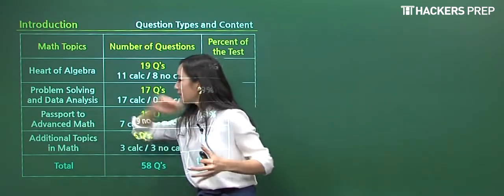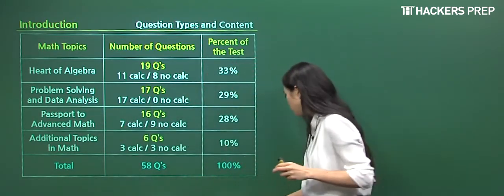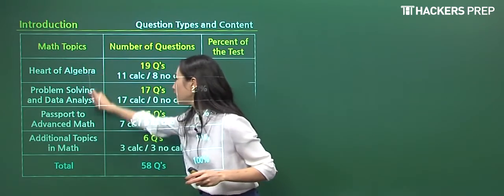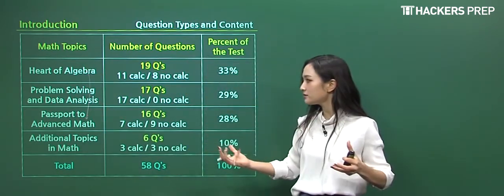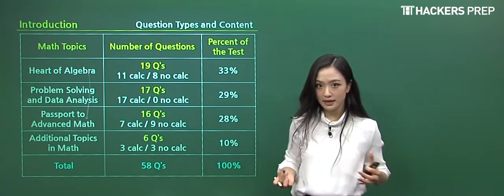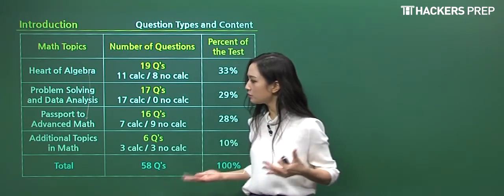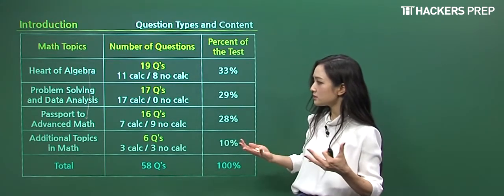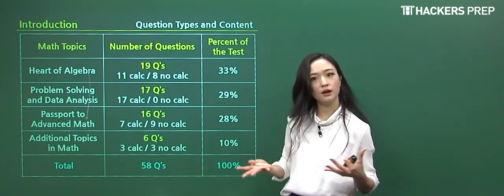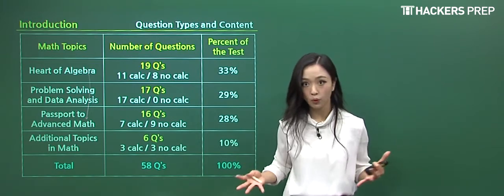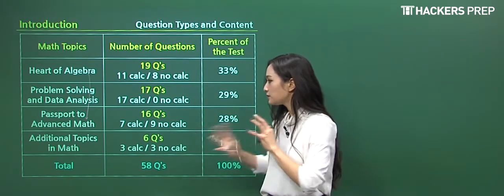And the third topic is Passport to Advanced Math, and this is just taking the first topic and they're going to apply it to a little bit more detail. So they can ask for particular graphical representation of a polynomial function, or they may ask us to actually solve complicated forms that involve higher degrees or actually the exponent form.